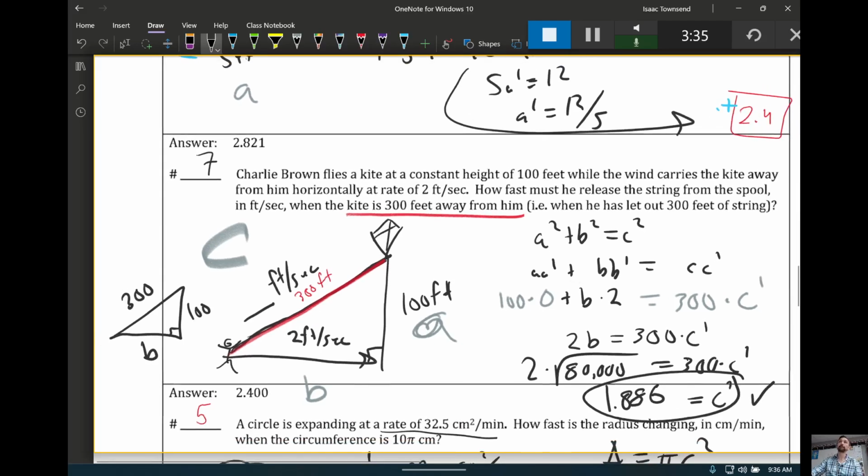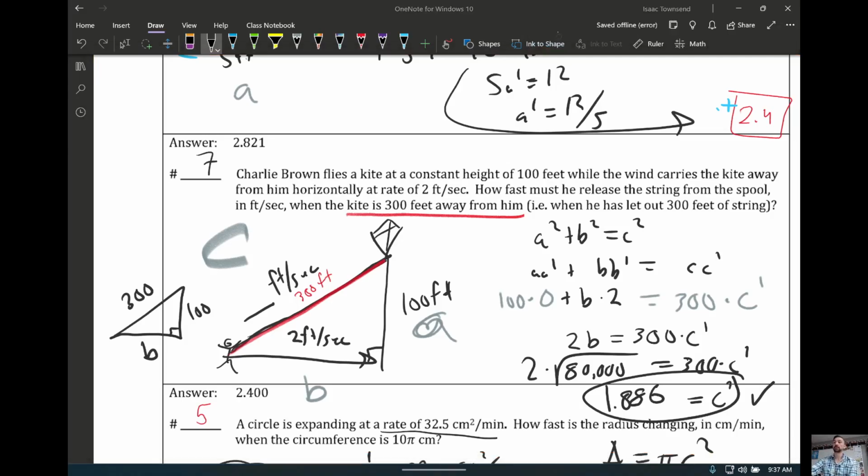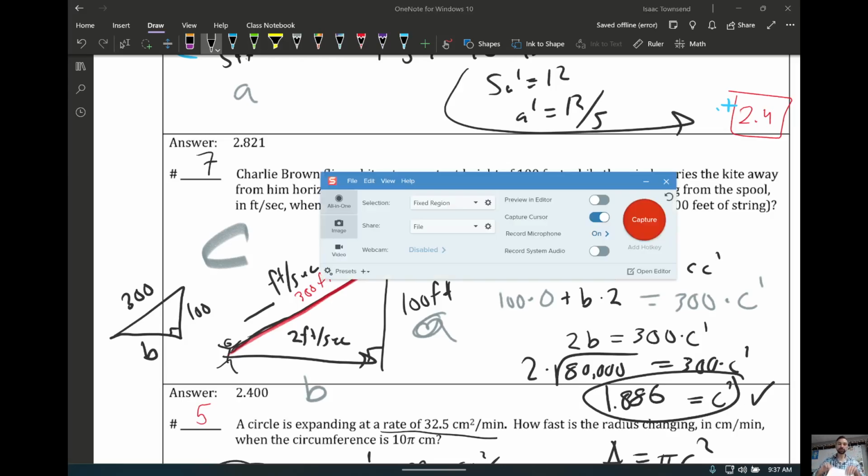Is that okay? All right. Anybody else want to jump on this one? Anything about this question? This is the type I told you is the most common. Right triangle, Pythagorean theorem. The most common type of related rate. Okay. Sounds like we've exhausted those questions.